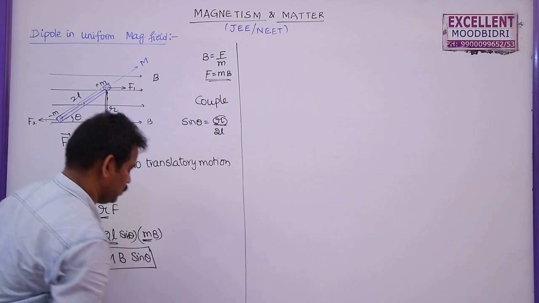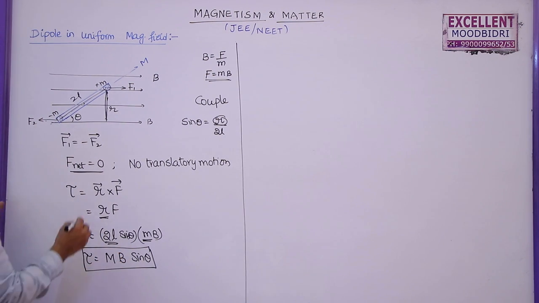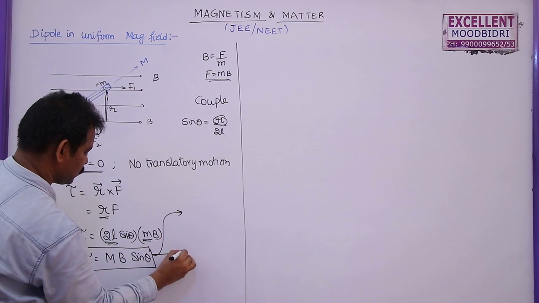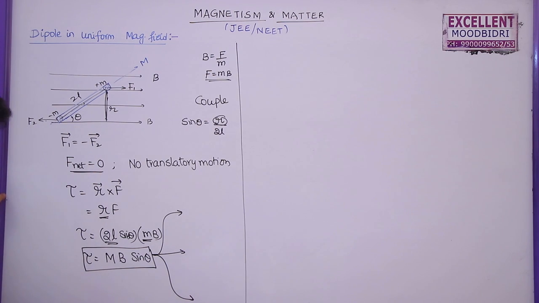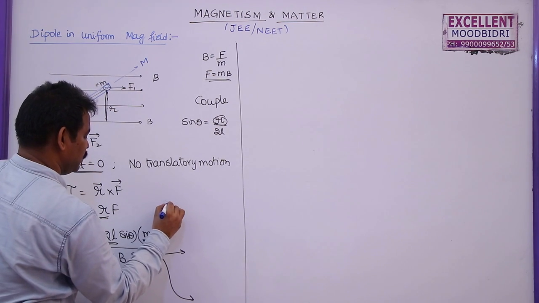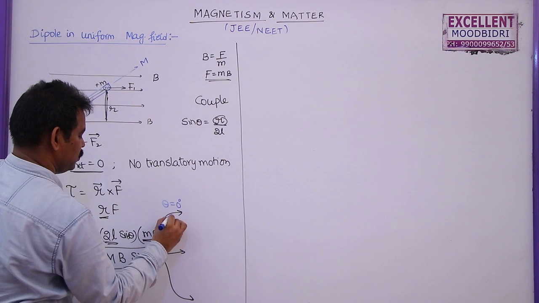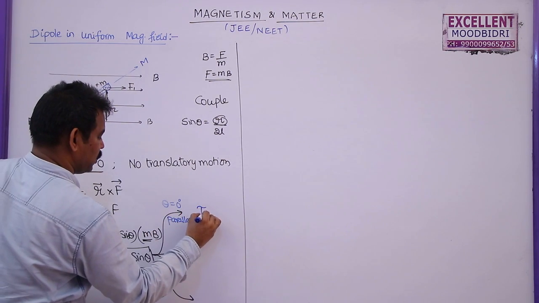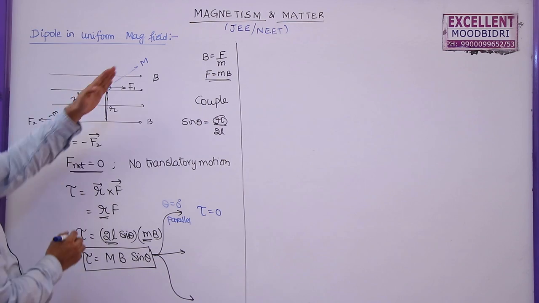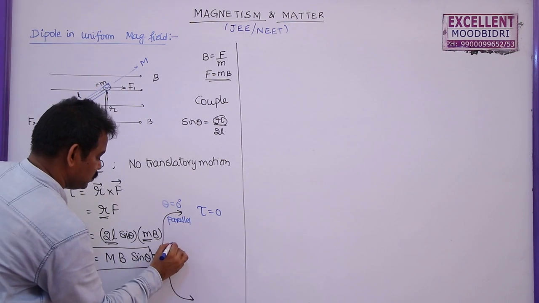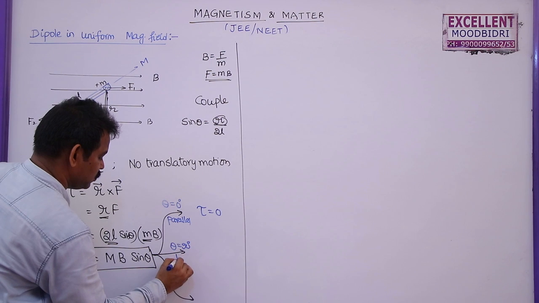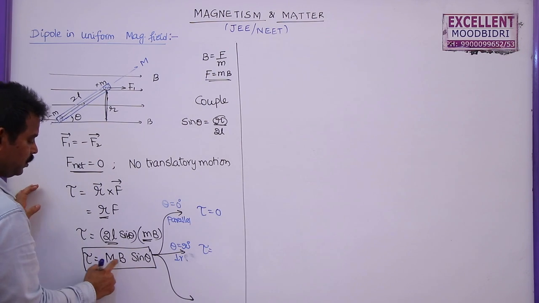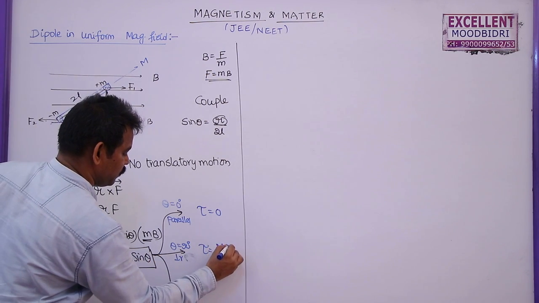Now, when is this torque maximum, and when is the torque minimum? If the dipole is placed parallel to the field, then theta will become 0. So the dipole is parallel to the field, and sin 0 is 0. So the torque will become 0. If the dipole is perpendicular to the field, theta will become 90. Then the torque will become MB into sin 90, which is equal to MB only.